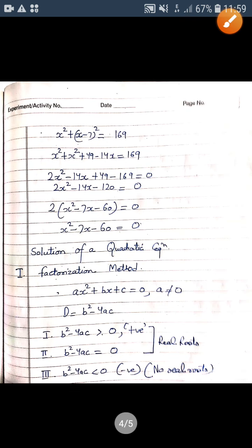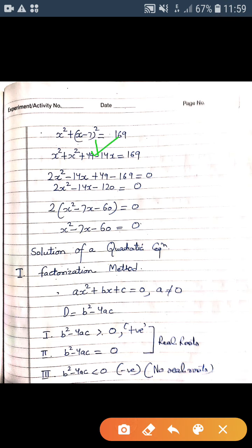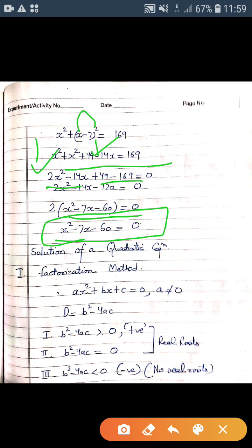Now simplifying it by using the identity a minus b whole square. First term is x square, and the second term x minus 7 whole square means a square, x square, plus b square, that is plus 7 whole square, 49, and product of these two with 2, that is minus 2ab, 2 into x into 7 is minus 14x. Now collecting the like terms, 2x square minus 14x plus 49 minus 169 equals 0. We are getting 2x square minus 14x minus 120 equals 0. Now taking 2 common, we have x square minus 7x minus 60 equals 0.